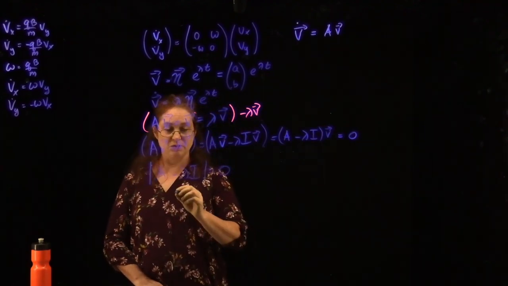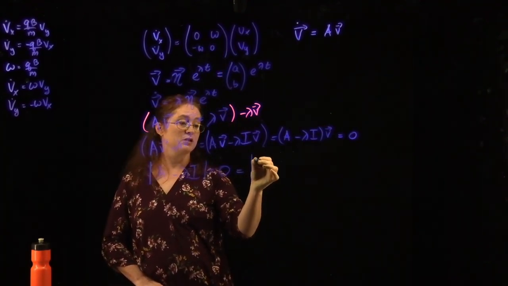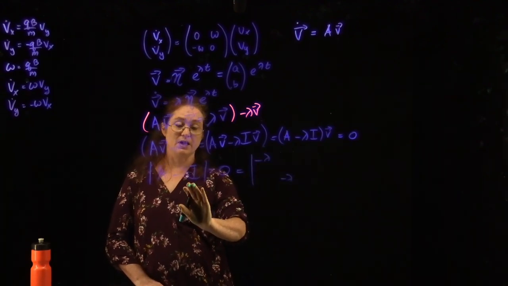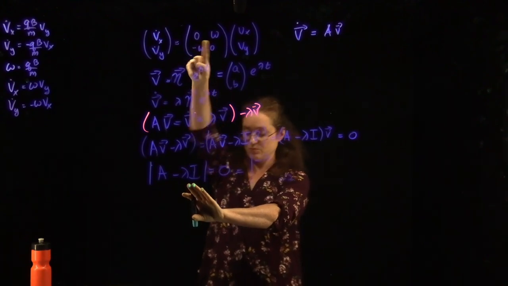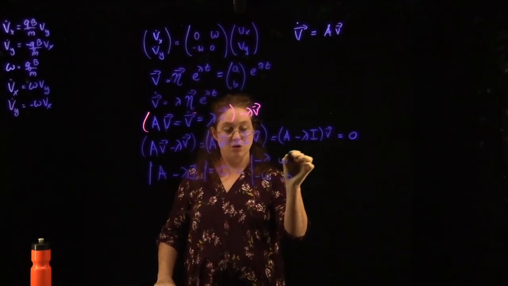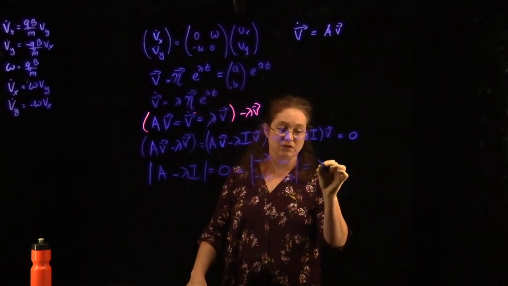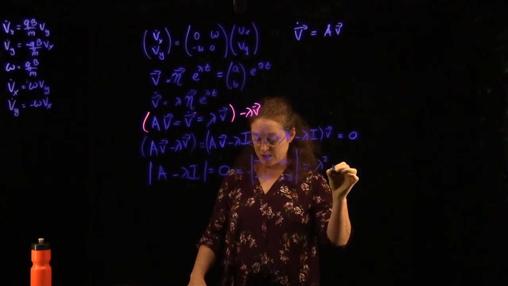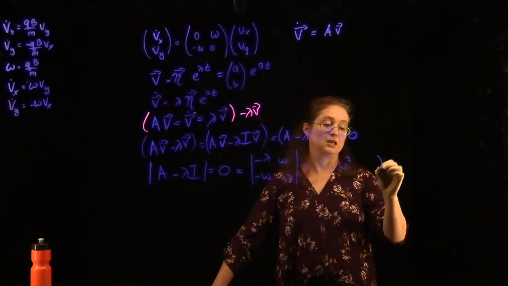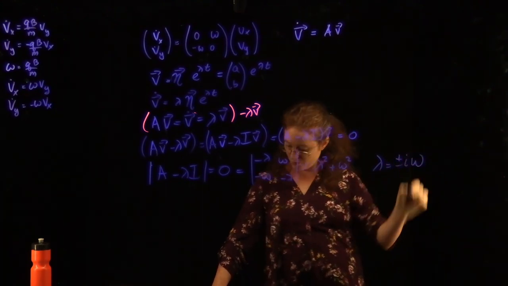So that tells me, given that this is my matrix, that the determinant of negative lambda, that's from my identity term, and there's no non-zero terms there, negative omega, that has to equal zero. This gives me lambda squared plus omega squared, which gives me lambda equals plus or minus i omega.